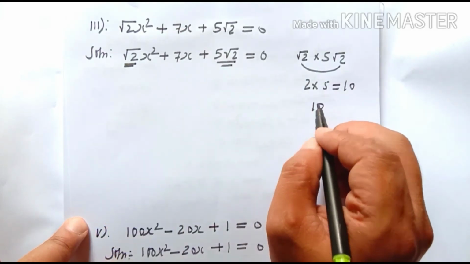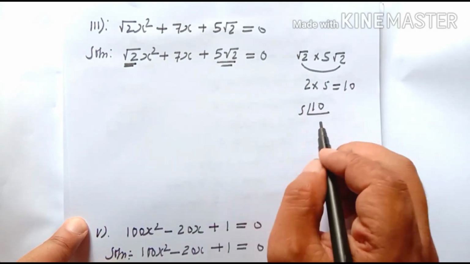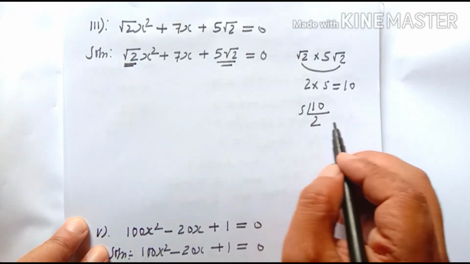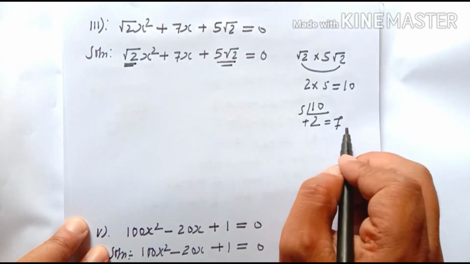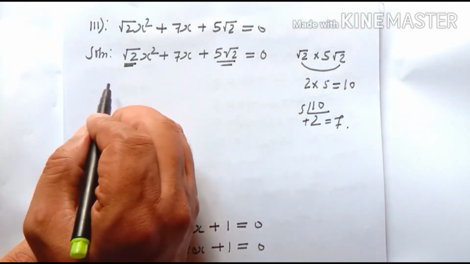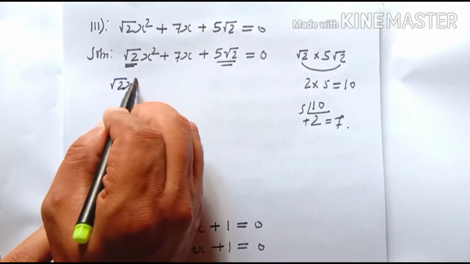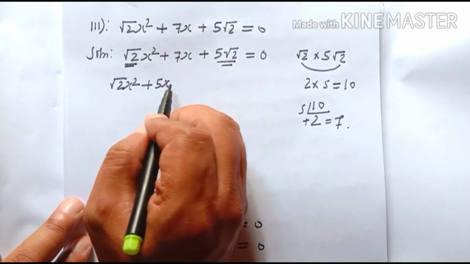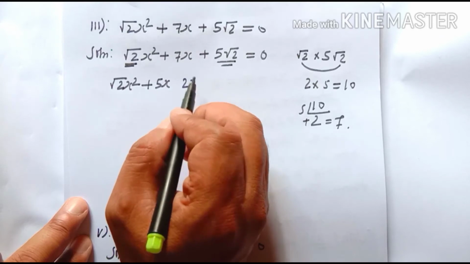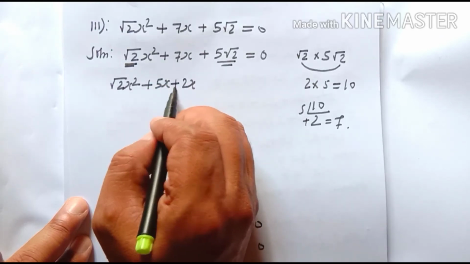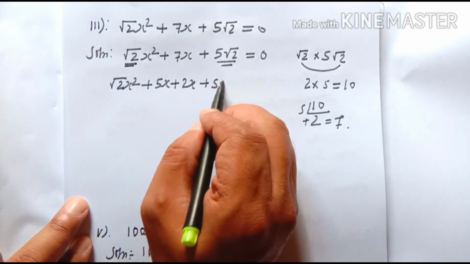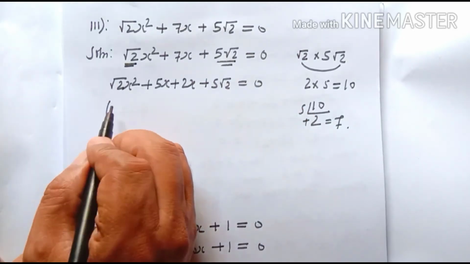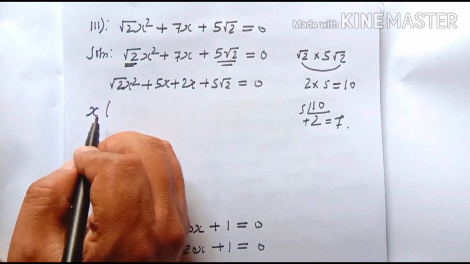So 10 is divisible by 5 into 2. Take the help of the plus sign: 5 plus 2 equals 7. So I've got my factors here. Root 2 x squared plus, take the bigger number, 5x, then plus 2x, again plus 5 root 2 equals 0. Now from the first two terms take x as the common.